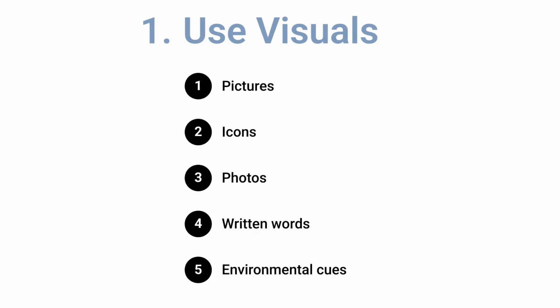1. Use visuals. Use visual supports to do the talking for you. Visual supports can take many forms. For example, picture icons, photos, written words, or environmental cues can be considered visual supports. First, you can start by showing a topic board with pictures of various activities that will occur during the lesson. Be sure to include an indication of when the lesson or activity will be over.